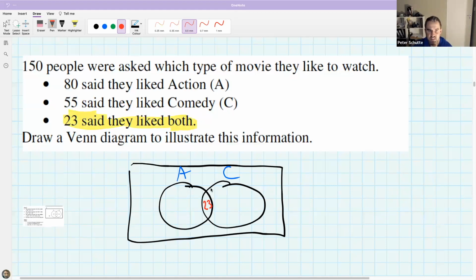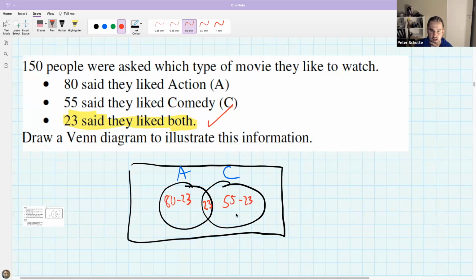So I think the easiest one to do first is the 23, but then to work out how many people like action but don't like comedy. Well, 55 like comedy, 80 like action. So I guess action just has to be 80 minus 23, and comedy just has to be 55 minus 23, because together that will give you the 55 for comedy.